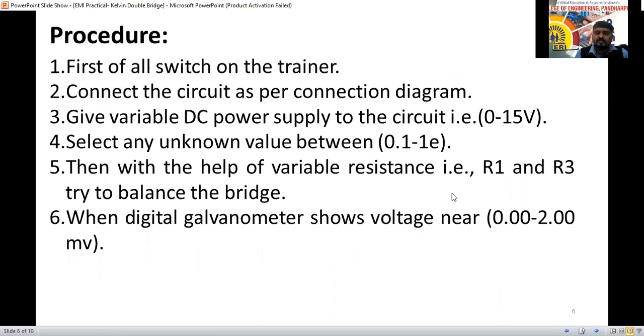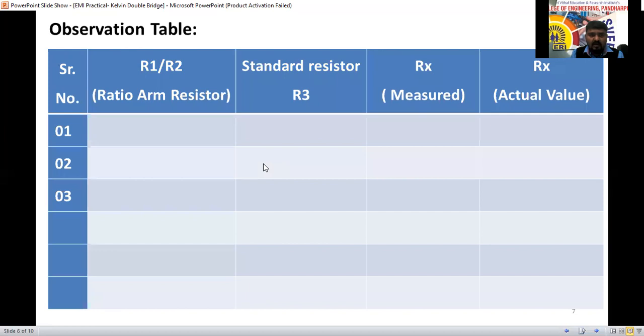According to the physical experiment you want to do, this is a procedure, but we are going to do the virtual lab, so this procedure is not applicable. In the observation table, you have to write the R1 by R2 ratio and standard resistance R3, Rx the measured value, and using that formula, the calculated value. Measured value, calculated value, you have to do here.